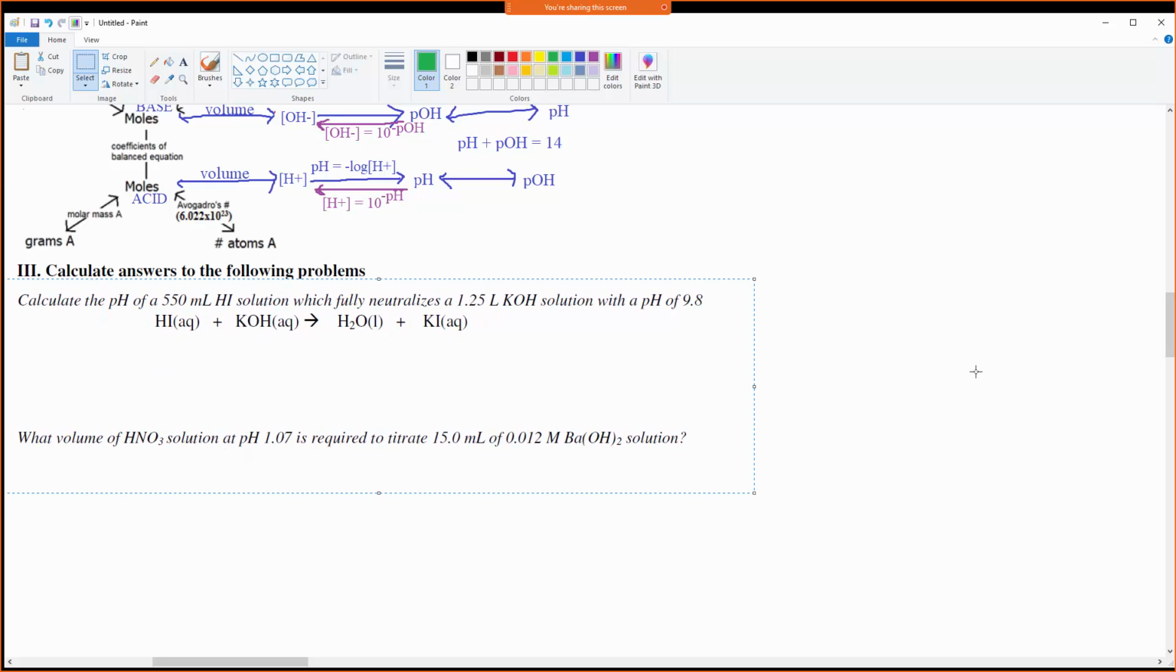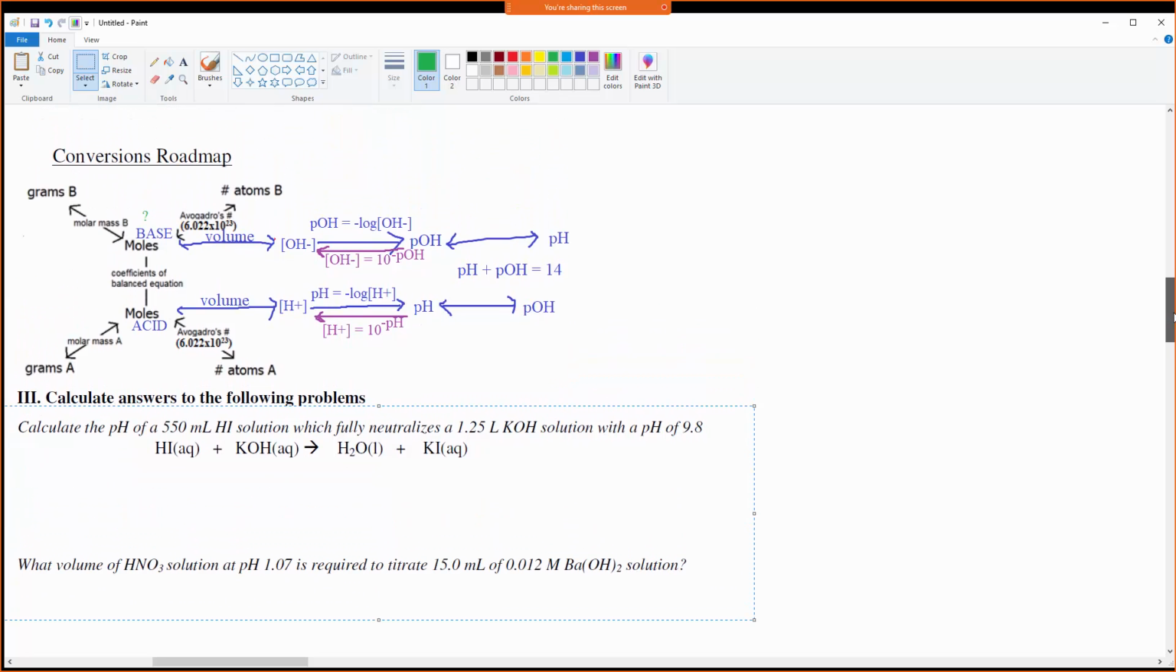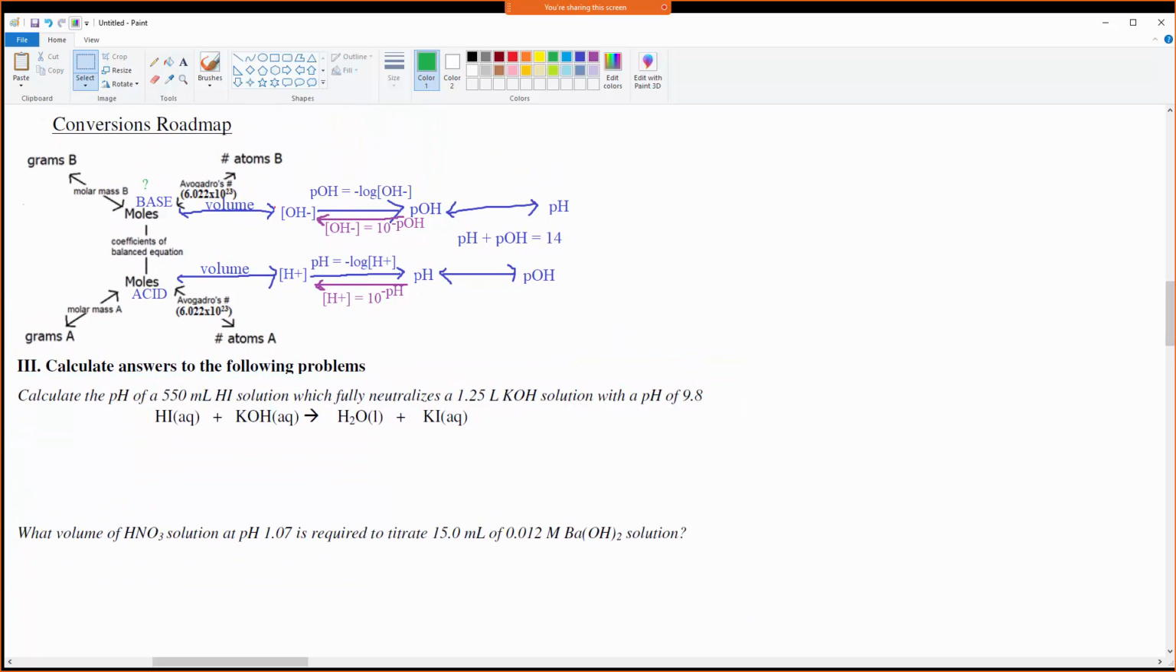So to solve these problems, our roadmap has gotten bigger. It needs its own space up top here. Okay, calculate the pH of a 550 milliliter HI solution, which fully neutralizes a 1.25 liter potassium hydroxide solution with a pH of 9.8. So first things first, Erica says, check, is it balanced? Is this reaction balanced?